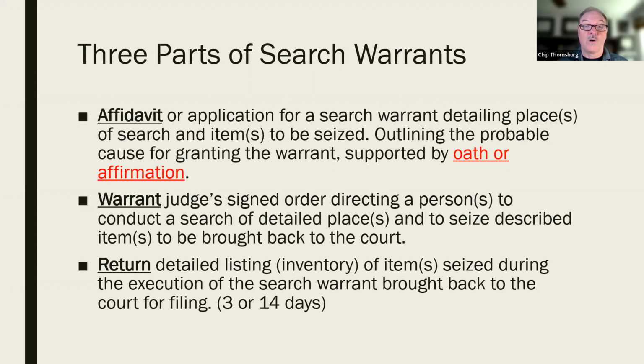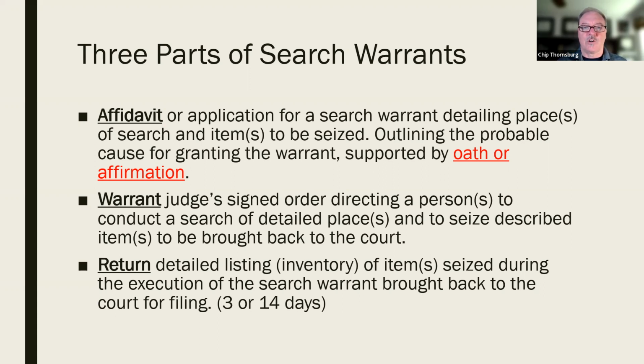And then there's the warrant itself, which is what the judge signs, that directs law enforcement or a person to go and seize or search this particular place and seize these things that are particularly listed.